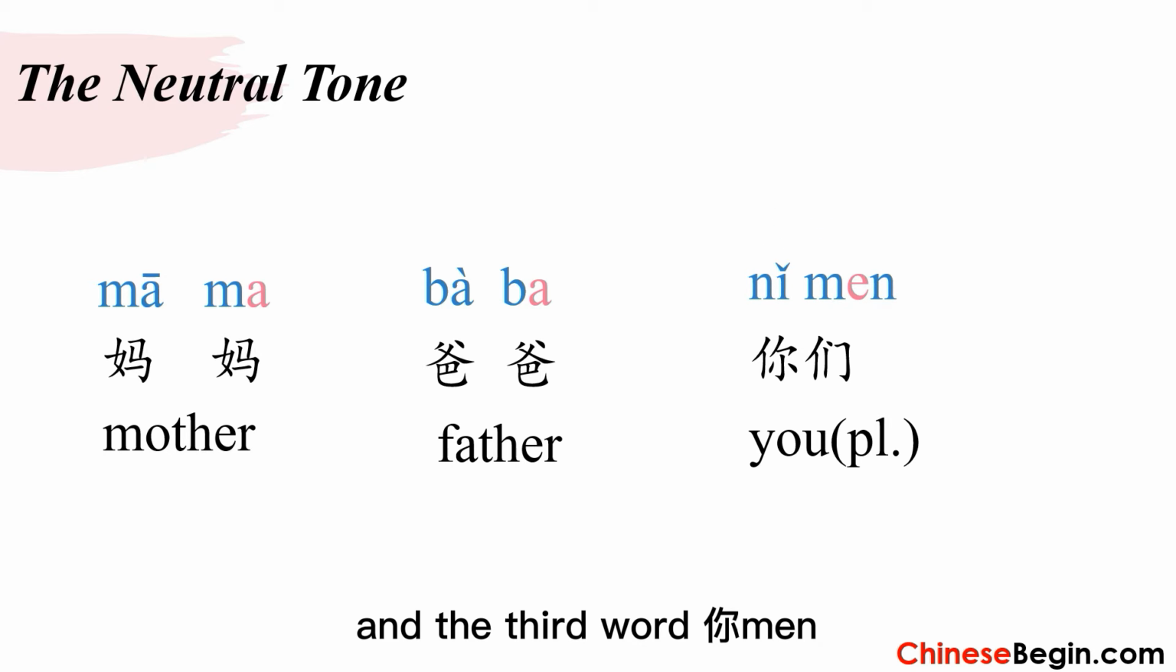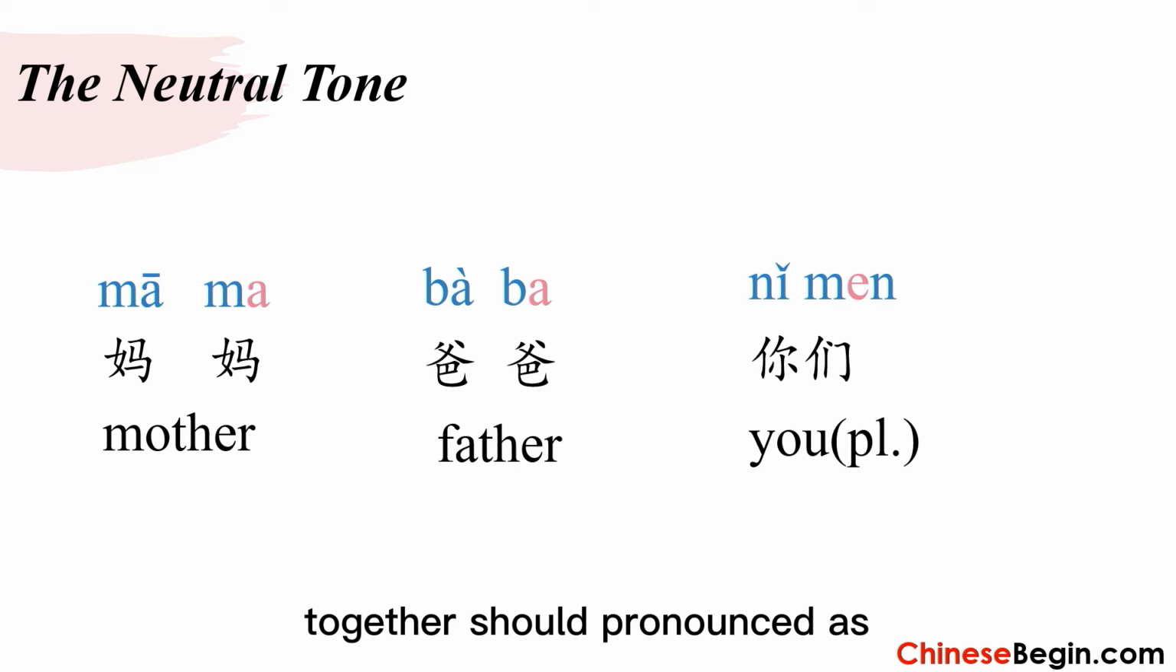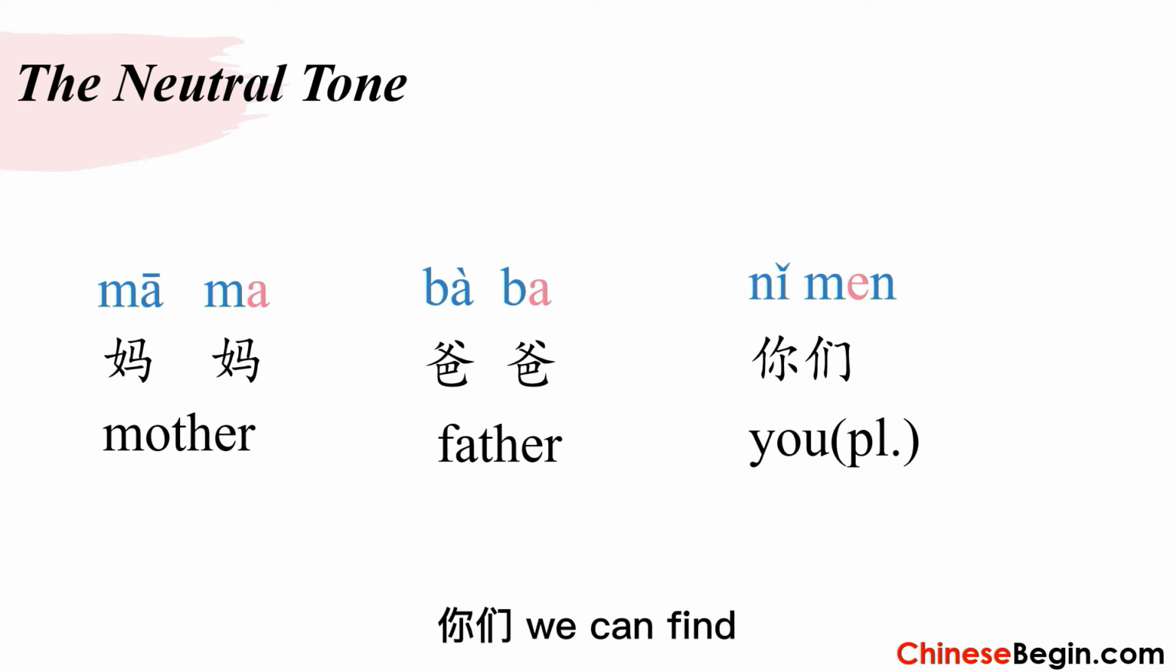And the third word is 你们. 你们 is the plural form of you. 你 has the third tone, and 们 has no tone mark. So 你们 together should be pronounced as 你们. We can find 们 is pronounced lighter and shorter.